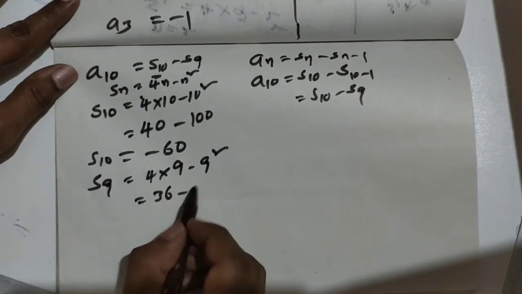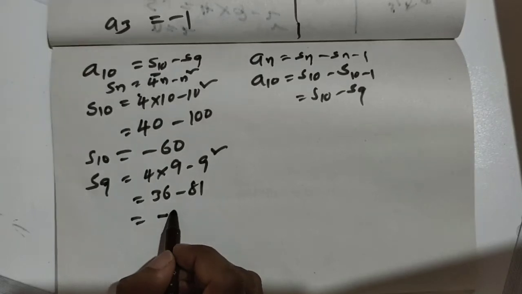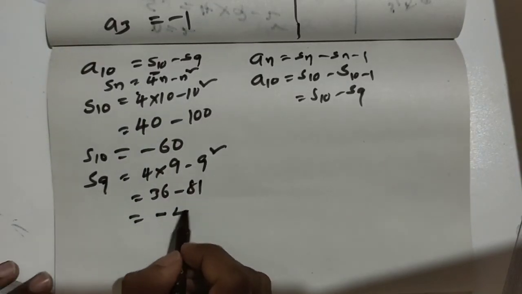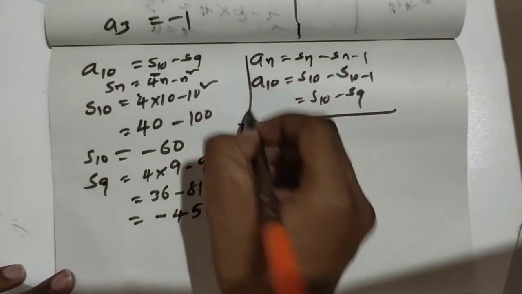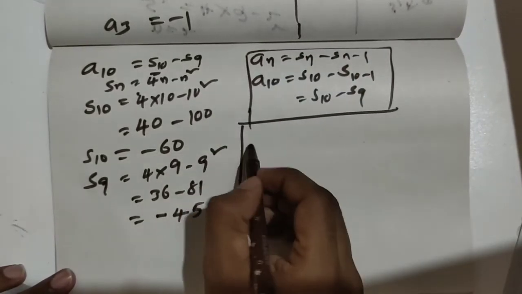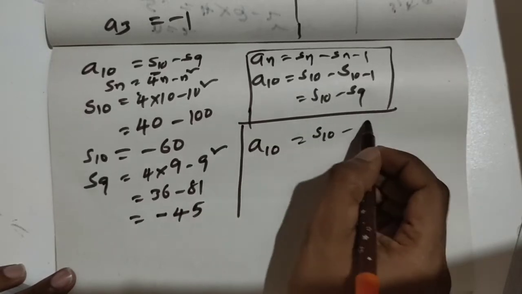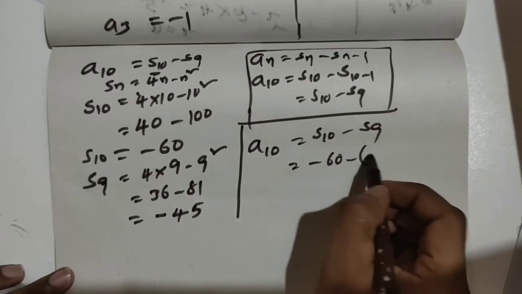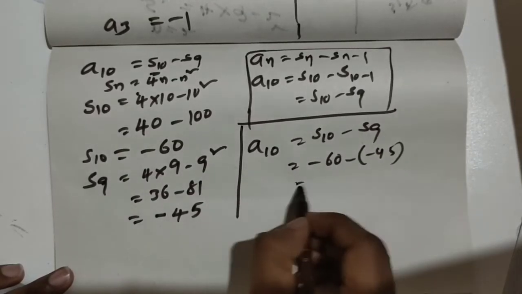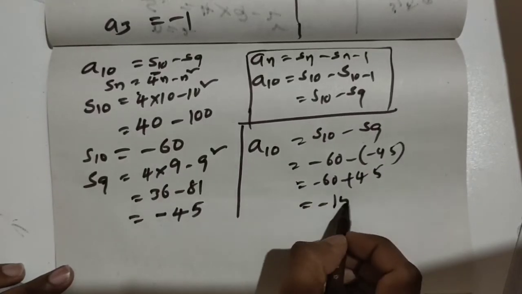That is 36 minus 81. So we get simply minus 45, isn't it? Now to get a10, I am writing once again S10 minus S9, that is minus 60 minus of minus 45, that is minus 60 plus 45, which is simply minus 15.